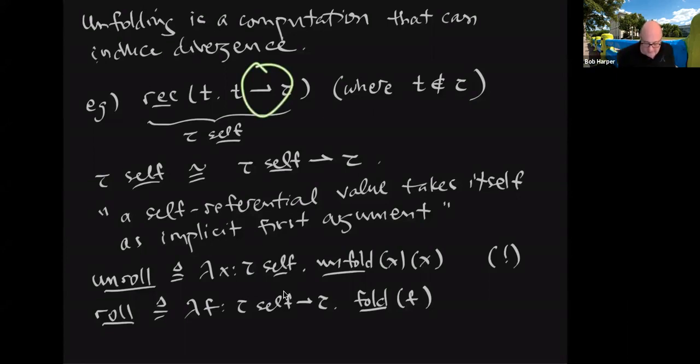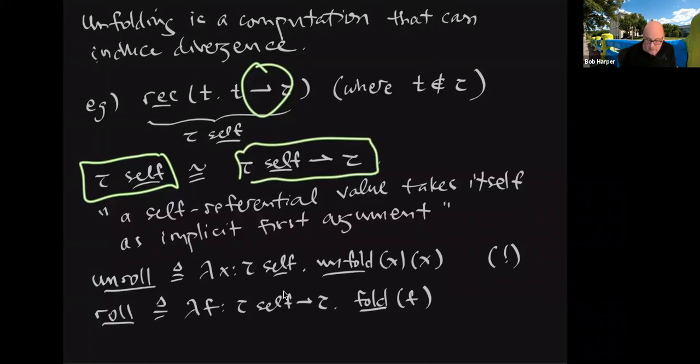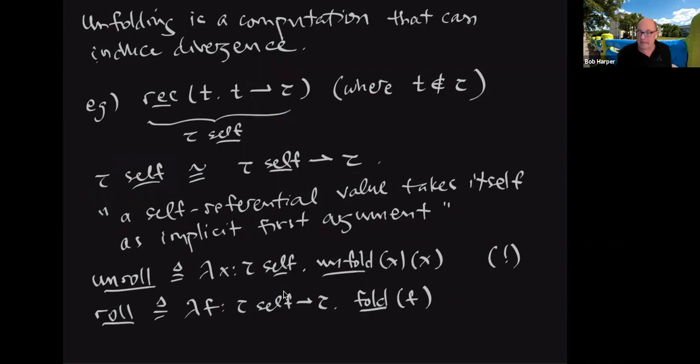So what I want you to understand, which is kind of cool, is that by using recursive types, I can explain self-reference. The idea is that I can introduce a type called tau self, which is a self-referential value of type tau. So what does it mean to be a self-referential value of type tau? It means that the thing takes an implicit argument, which is given to it because it's a function. And what is given to it as an implicit argument is the thing itself. That is, whenever I go to access a self-referential thing, I quickly tell it what it is, because it otherwise doesn't know what it itself is.